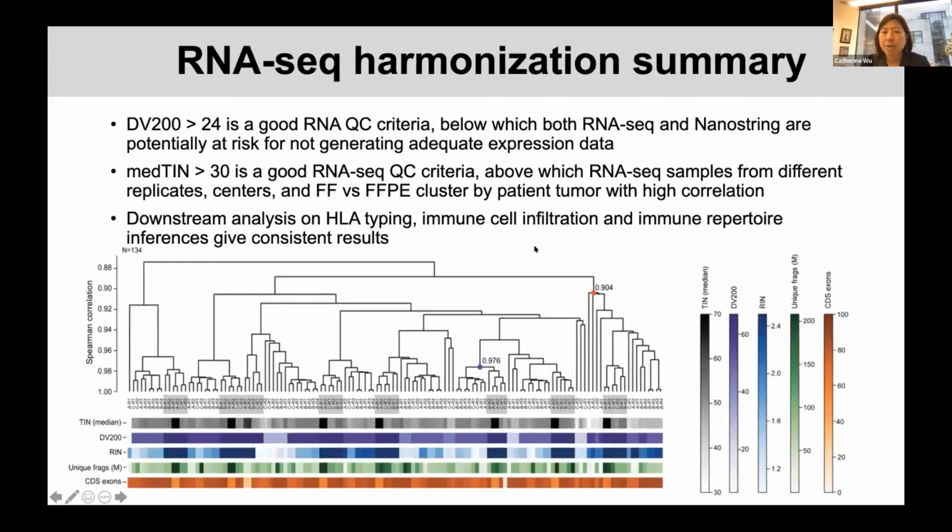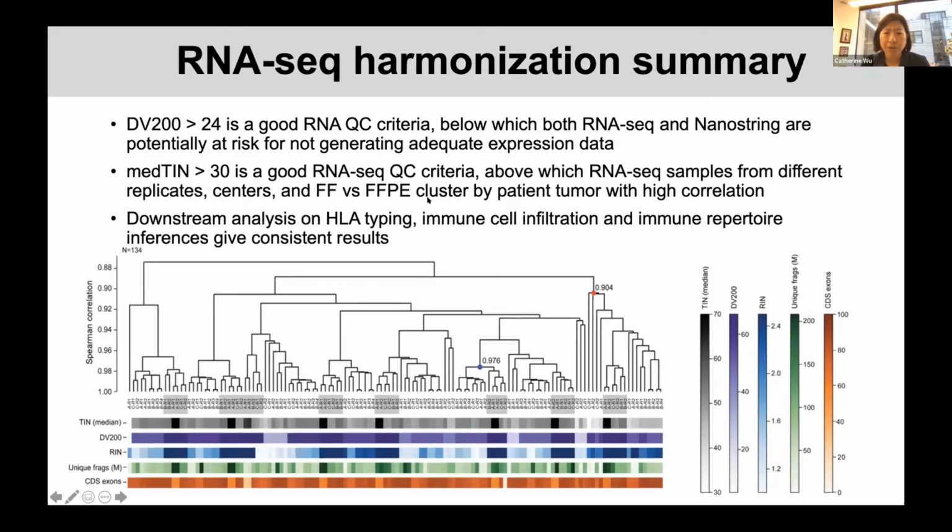We learned a lot through putting these samples through, and we were able to come up with some metrics in terms of QC criteria. So the measure of DV200 greater than 24, whether for RNA-seq or NanoString, seemed to be a really nice measure for being able to generate good data. Med-TIN greater than 30 was another criterion.